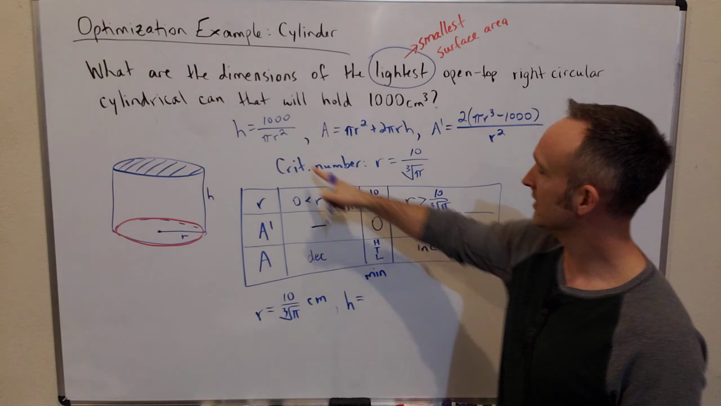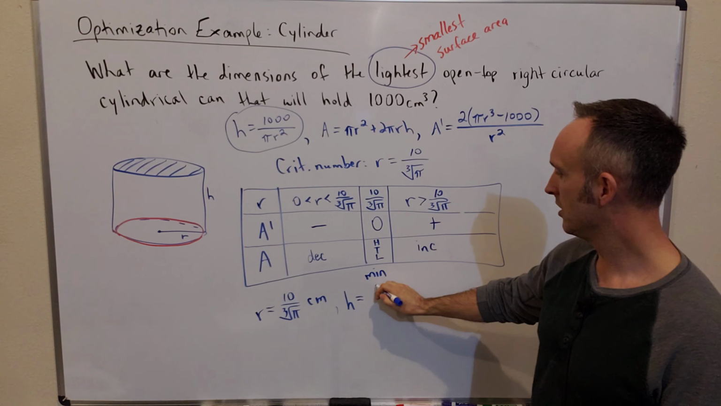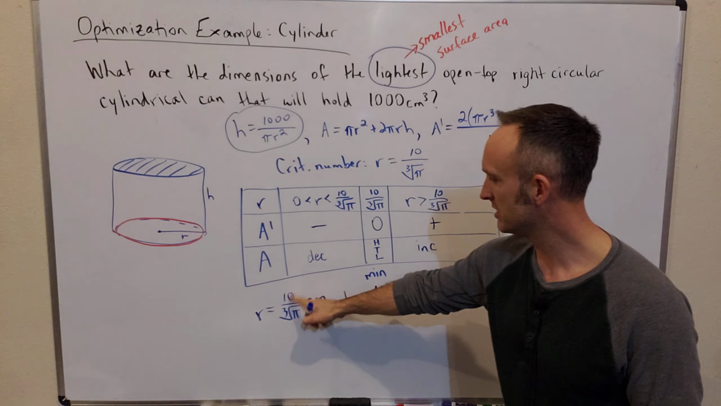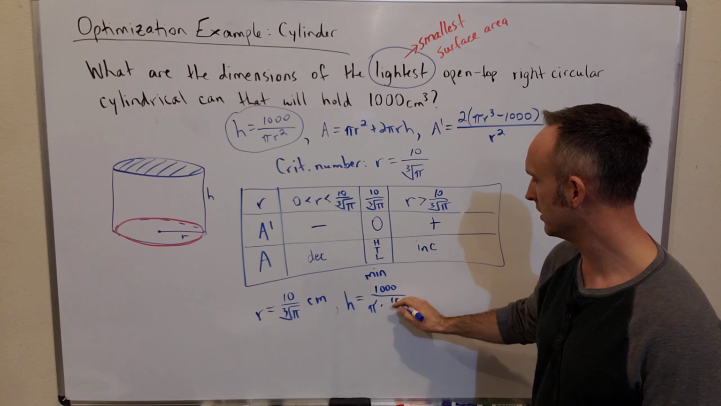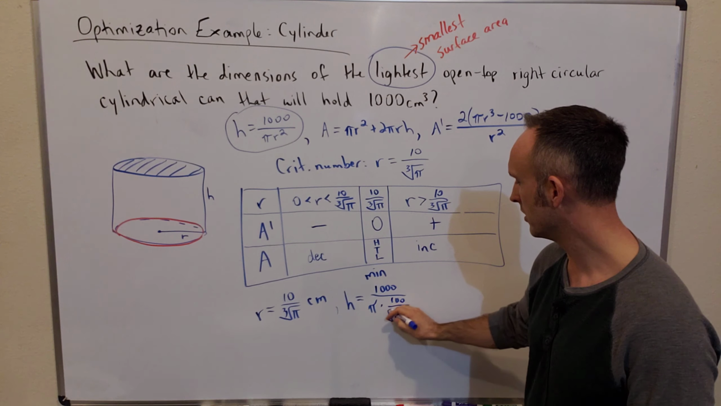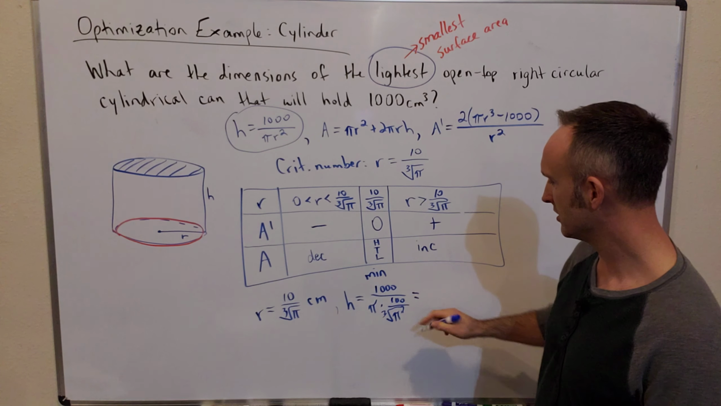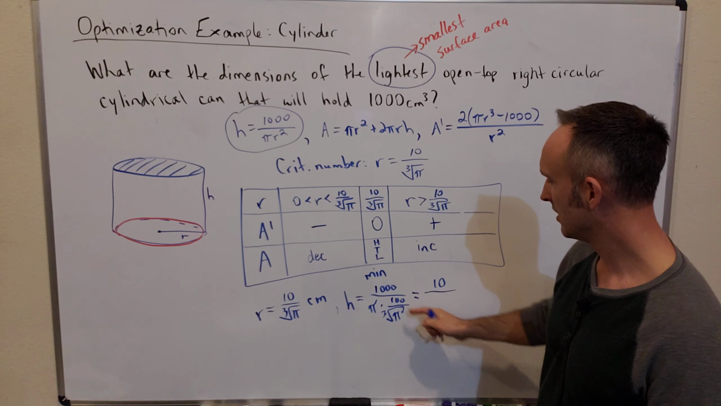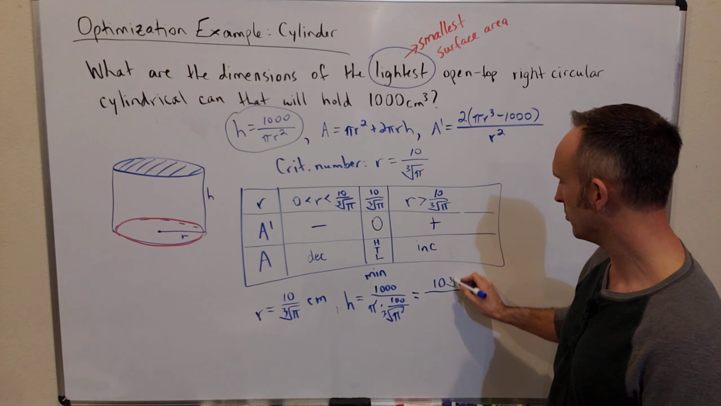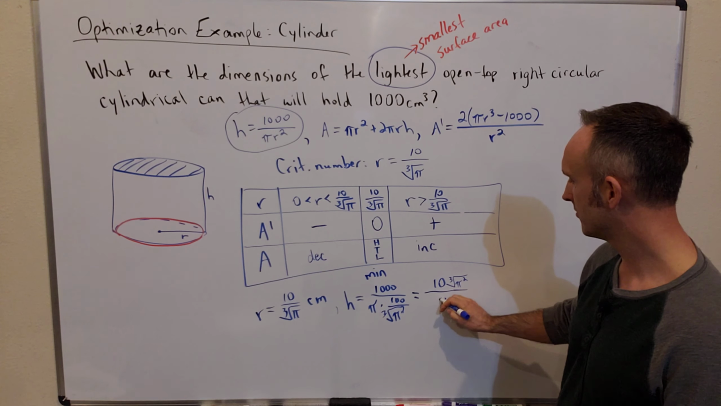The height of the can be calculated using this relationship between h and r we saw before. So it's going to be 1,000 over pi times this thing squared, which is 100 over the cube root of pi squared. Okay? And if we simplify that, 1,000 divided by 100 is 10. Dividing by the cube root of pi squared on the bottom is the same as multiplying by the cube root of pi squared on the top. And then on the bottom I have pi.